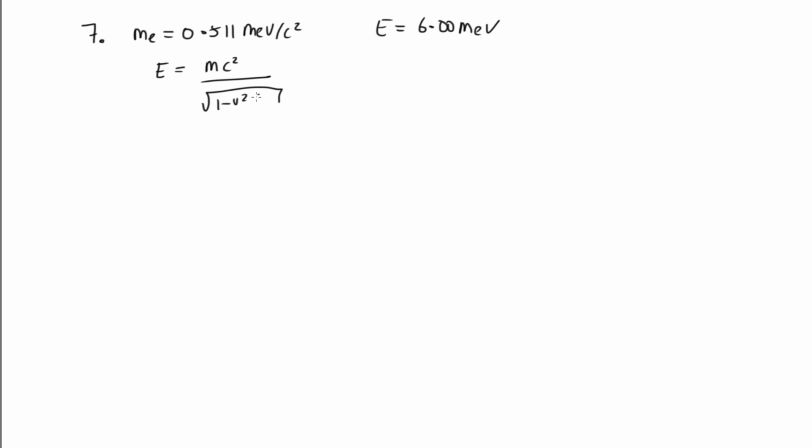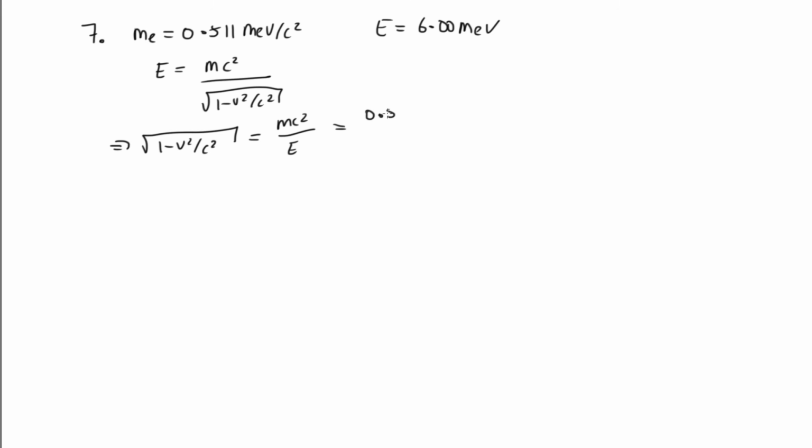Okay, so question 7. We're told that the rest mass of the electron is equal to 0.511 mega electron volts on c squared, and that in this case the total energy of our electron is equal to 6.00 mega electron volts, and then we're asked to find its speed and its momentum. Okay, so in this case we're going to need to use our equation that the total energy is equal to mc squared over the square root of 1 minus v squared on c squared. We can rearrange this and get the square root of 1 minus v squared on c squared is equal to mc squared over E.